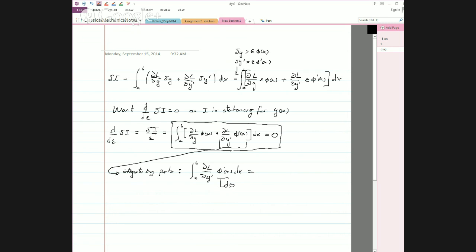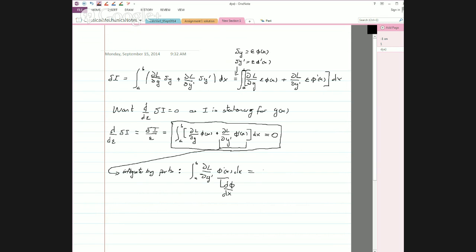So the reason we're going to integrate this by parts is because this is d phi by dx. Note that this is the total derivative with respect to x, and this is some derivative with respect to y, which is a function of x, and it's hard to deal with. But this is the total derivative with respect to x, phi prime. And so we can integrate it by parts.